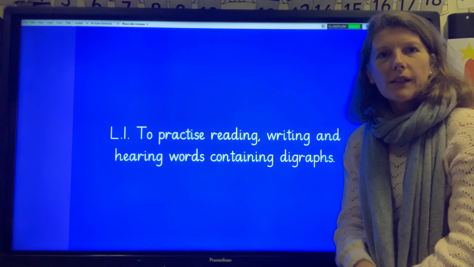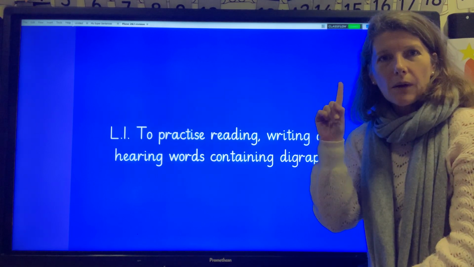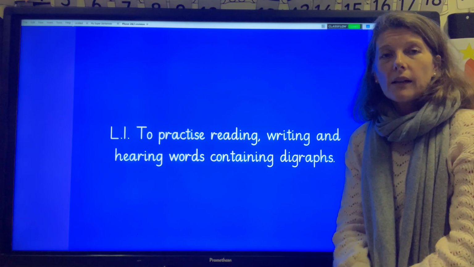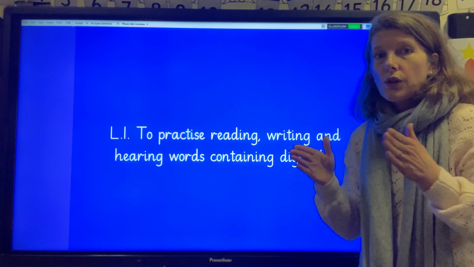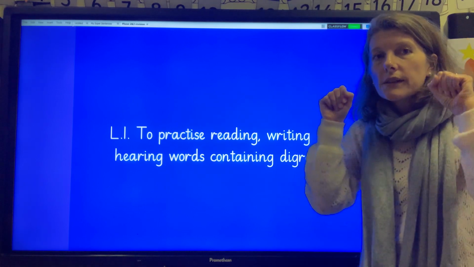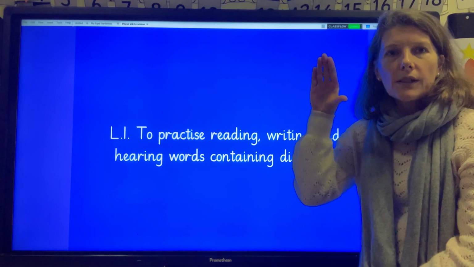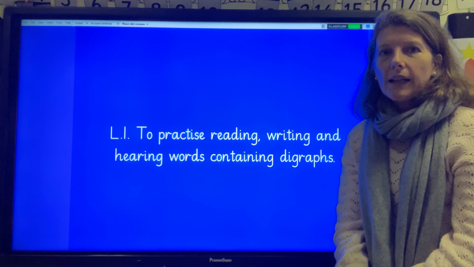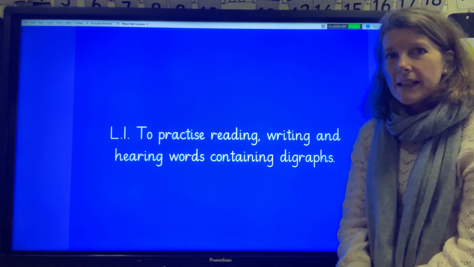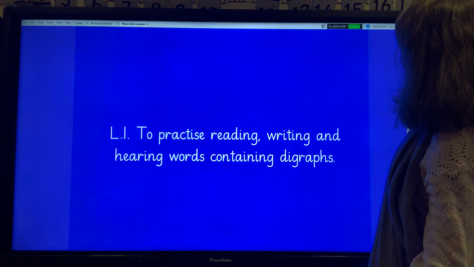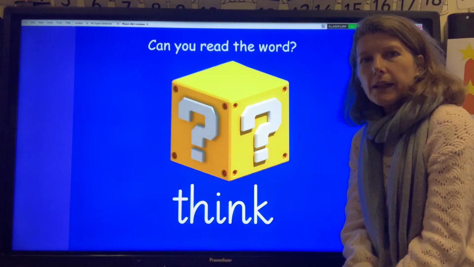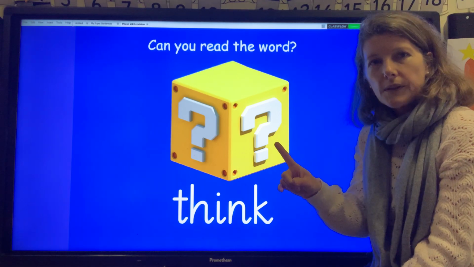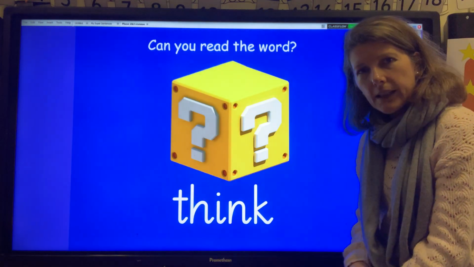So as we know, a digraph is two letters that make one sound. So the ones that we have been focusing on are sh, ch, and we've also included k and qu. Okay, so let's have a look at some words that we're going to try to read. So remember, when we look at words to read, we have a think first of all, can I see any digraphs? So have a look closely at the word. Can you see any digraphs?